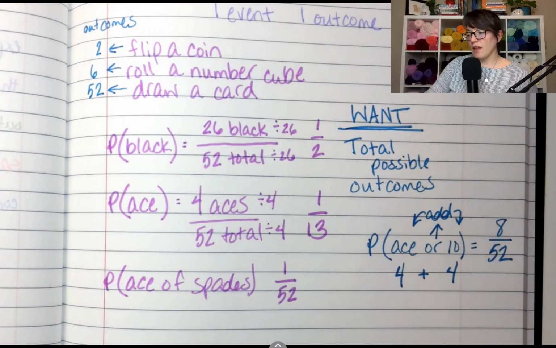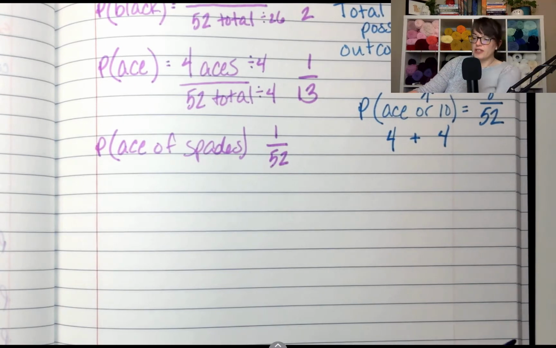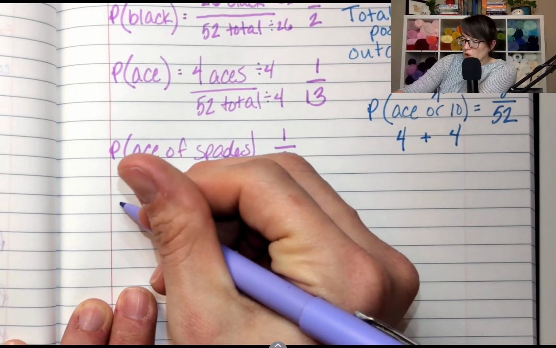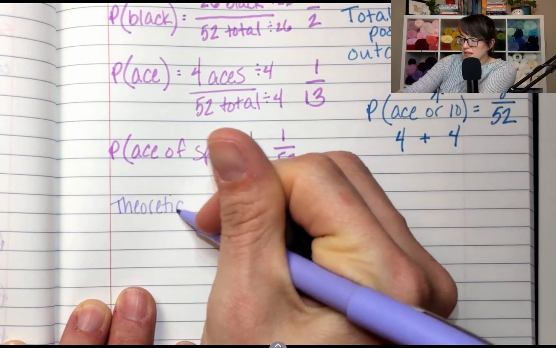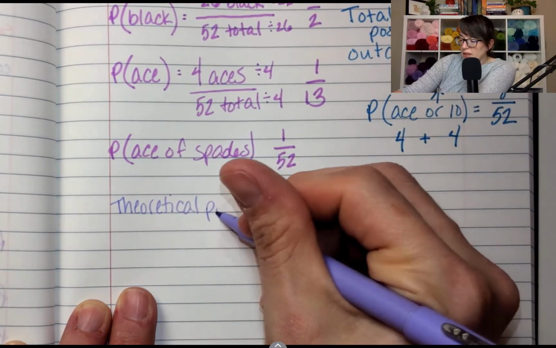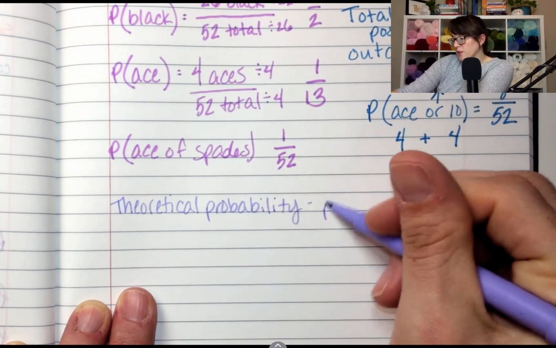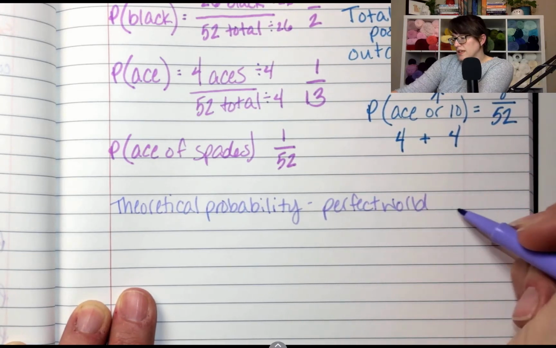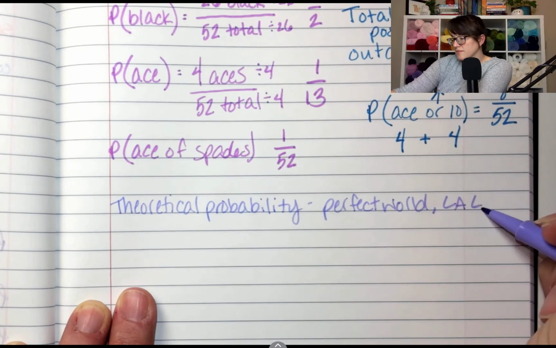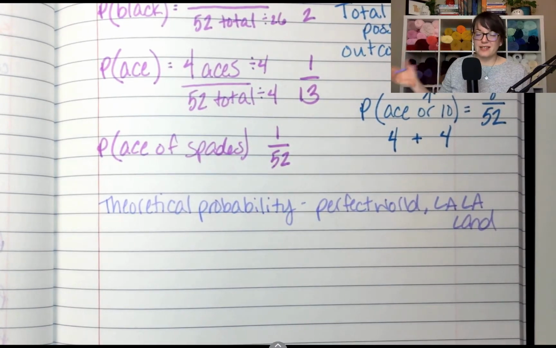Now, the next thing we need to talk about is a little vocab. Theoretical versus experimental. When you are dealing with theoretical, we talked about this last lesson, theoretical probability is La La Land. This is a perfect world. It's in your head. It's not real, but we're going to pretend it's real.